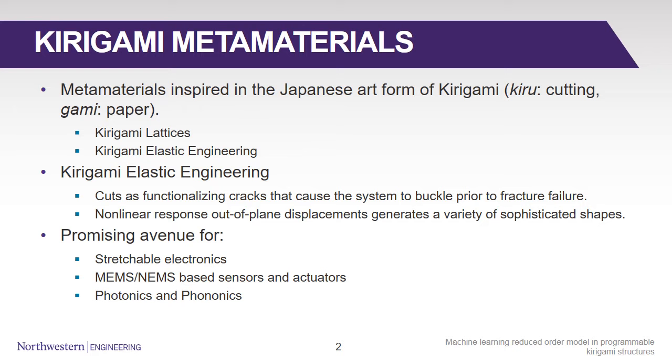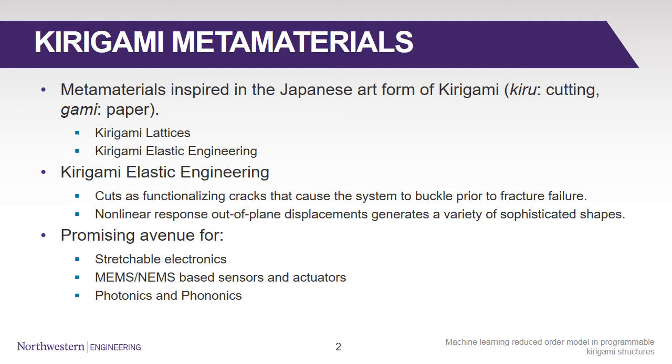The approach of Kirigami metamaterials can be divided into Kirigami lattices and Kirigami elastic engineering. In the latter one, cuts in the paper or in the sheet of material are used as functionalizing cracks that cause the system to buckle prior to fracture failure. And the nonlinear response that arises from the buckling behavior generates out-of-plane displacements, which enable a variety of sophisticated three-dimensional shapes.